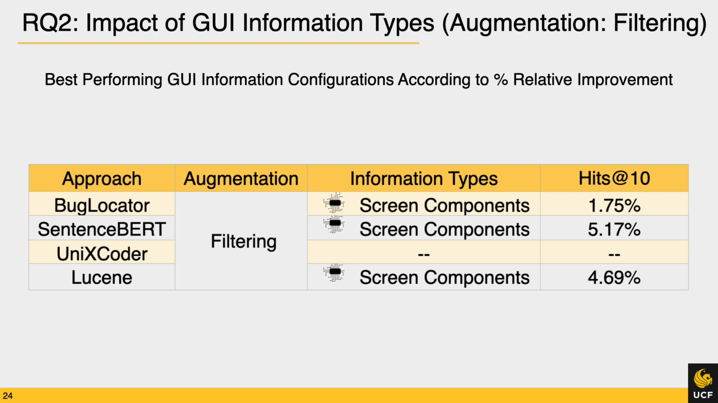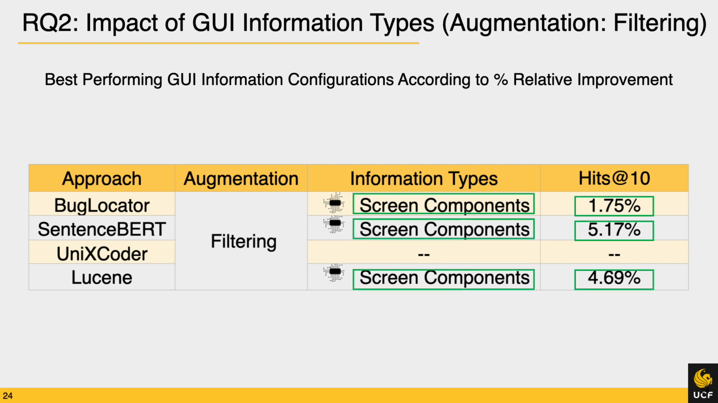Also, we wanted to know what the impact of GUI information types is. If we apply filtering to the screen components, the performance improves for three techniques except UniXcoder. However, the improvement is not much.